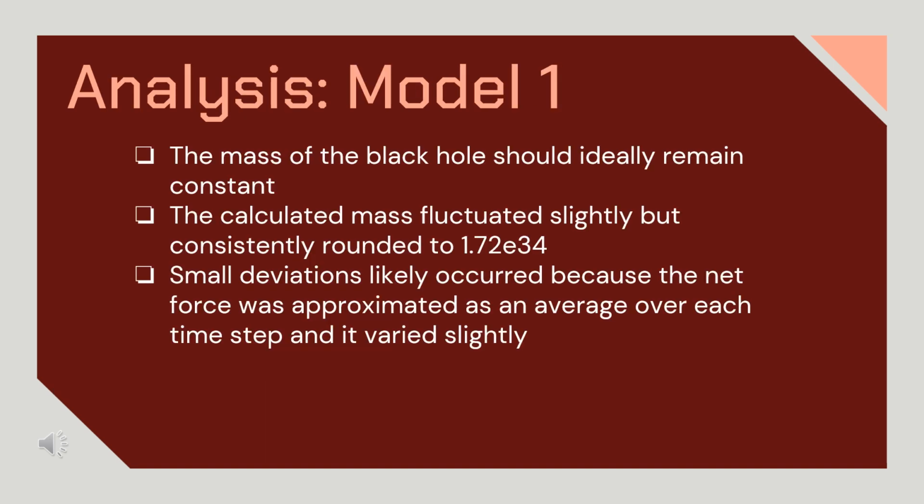Now for the analysis of Model 1. The mass of the black hole should ideally remain constant throughout the experiment, but it didn't. The calculated mass fluctuated slightly, but consistently rounded to 1.72 times 10 to the 34th power kilograms. Small deviations likely occurred because the net force was approximated as an average over each time step, so it varied slightly.